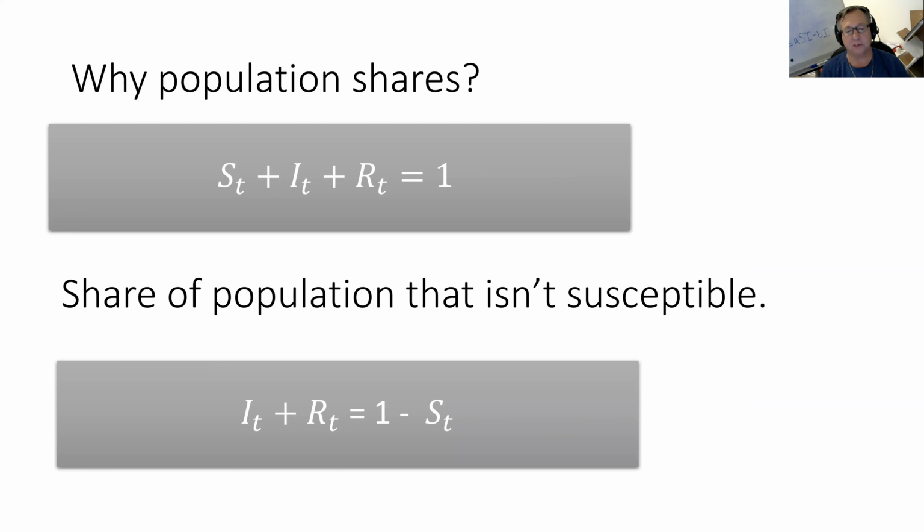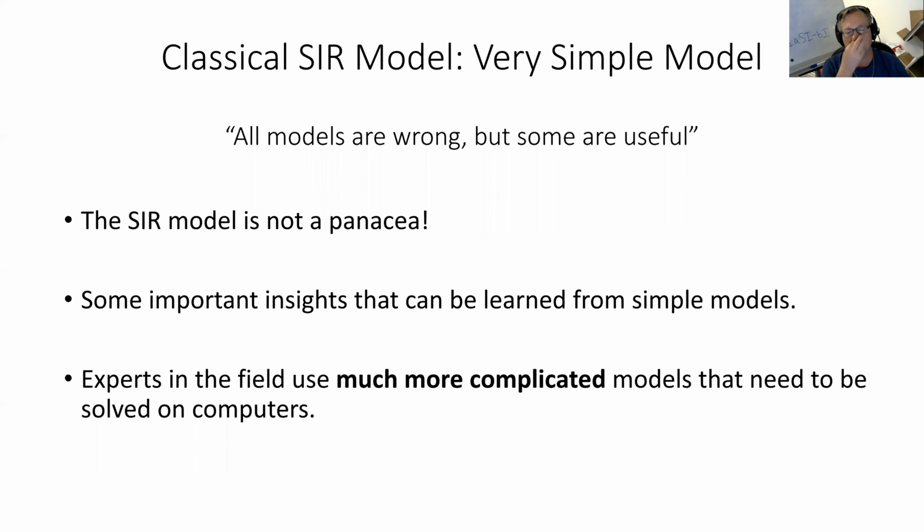We're also going to be using this other concept, which is the share of the population that isn't susceptible, okay? And it's going to be the sum of infected and the people that have recovered. So by assumption, in the basic SIR model, we assume that people that are infected and recover can't become reinfected. So that's going to be a critical assumption.